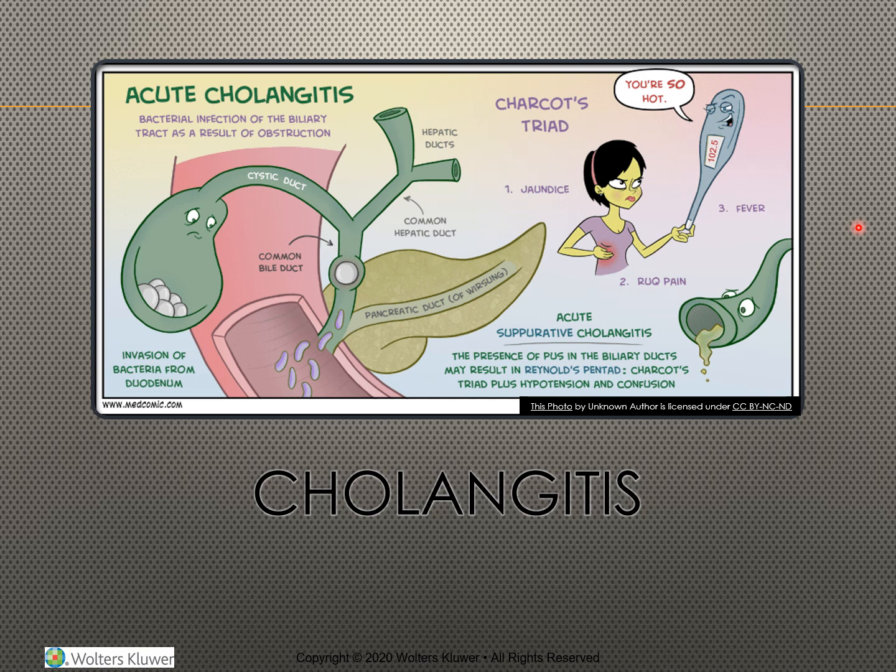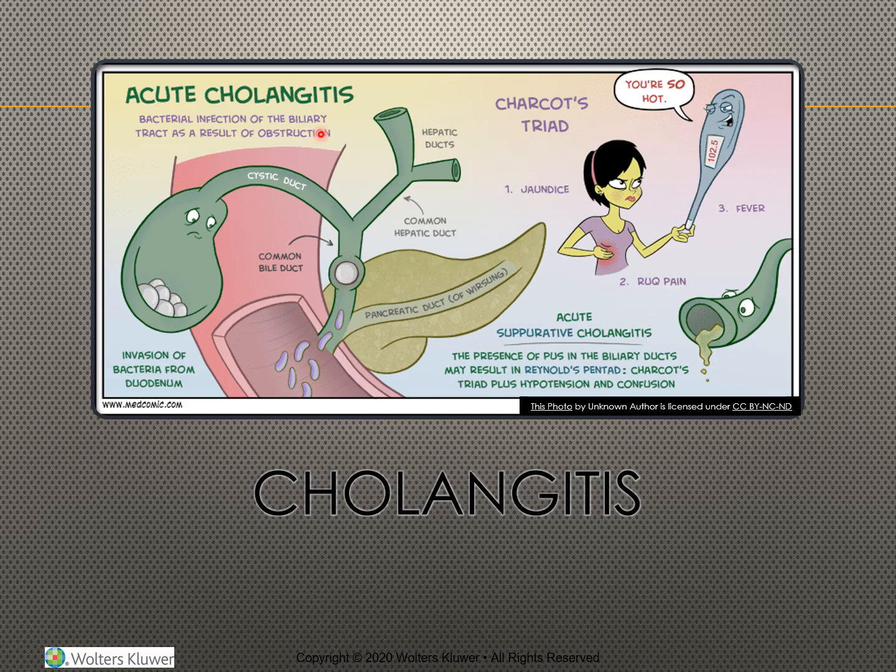And another potential complication of gallbladder issues is cholangitis. So cholangitis is inflammation of the common bile duct. So remember, we have the cystic duct and the hepatic duct that come together into the common bile duct. And if that becomes inflamed, we call that cholangitis.